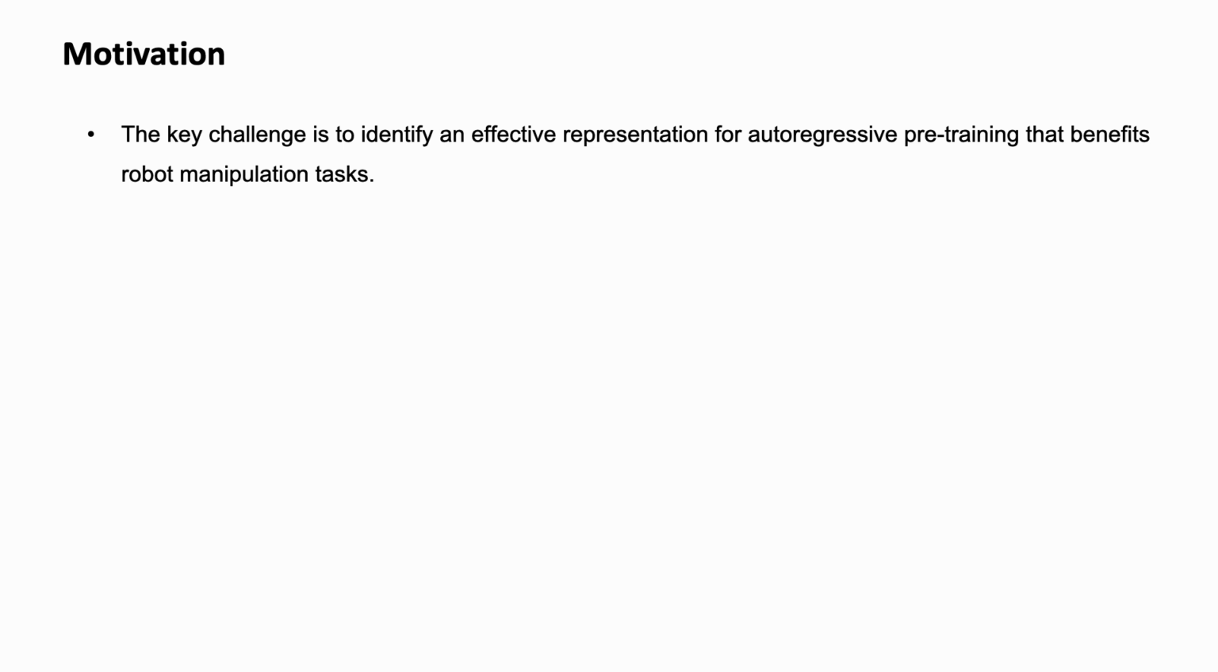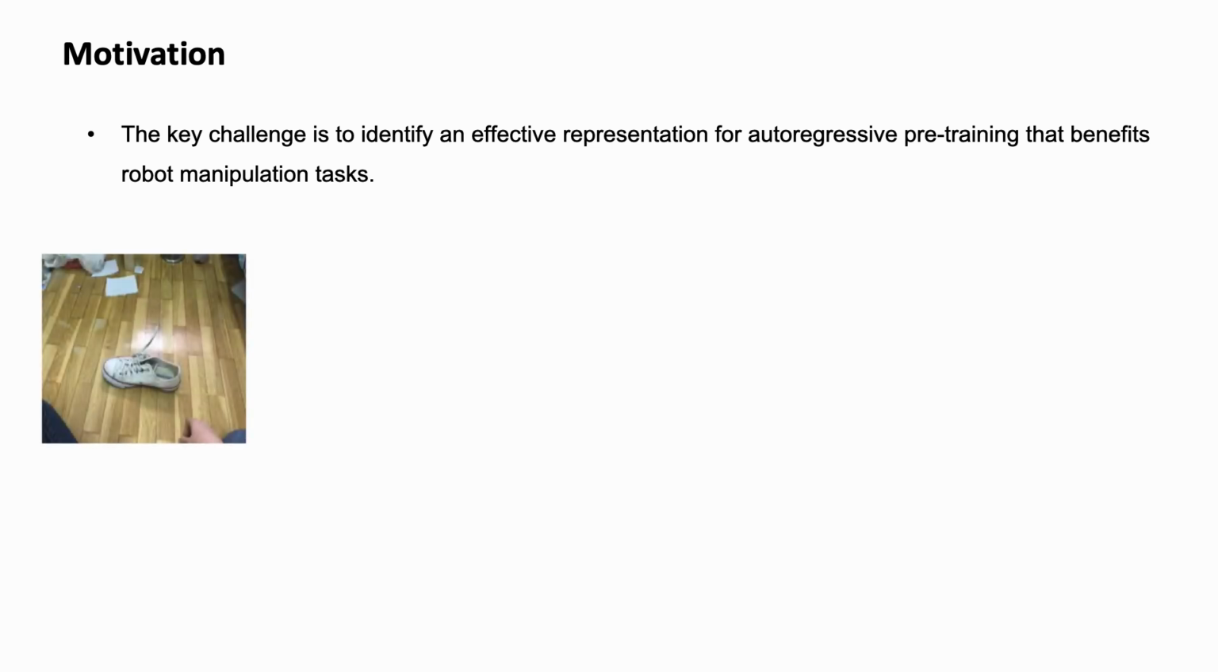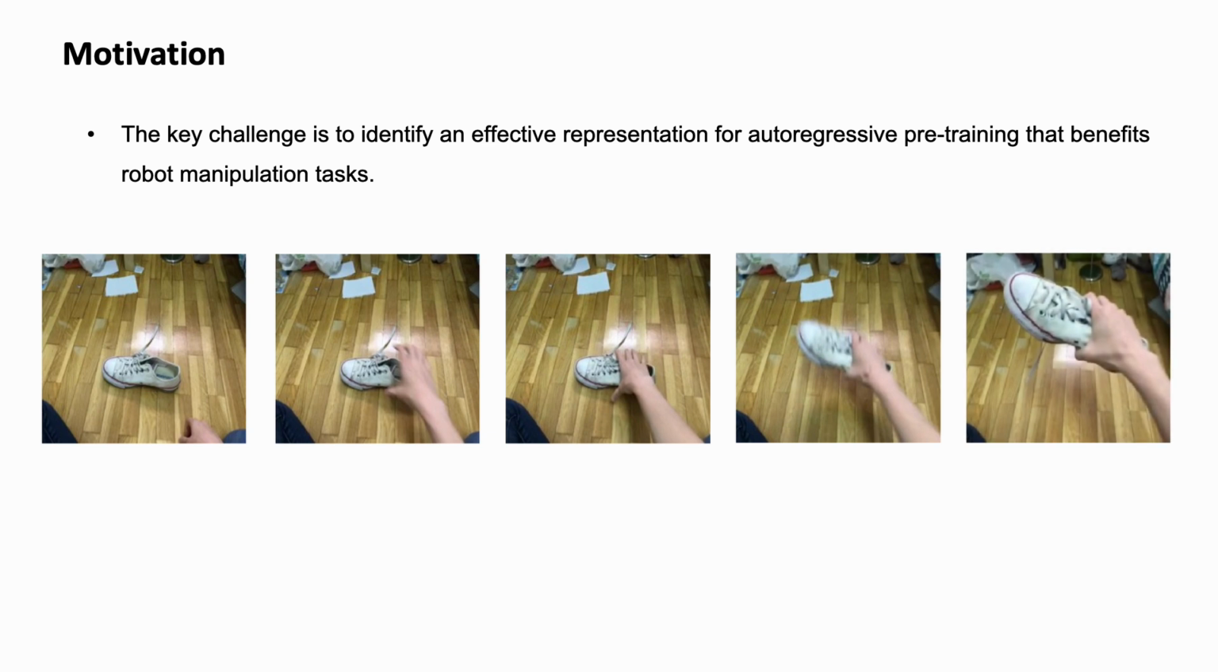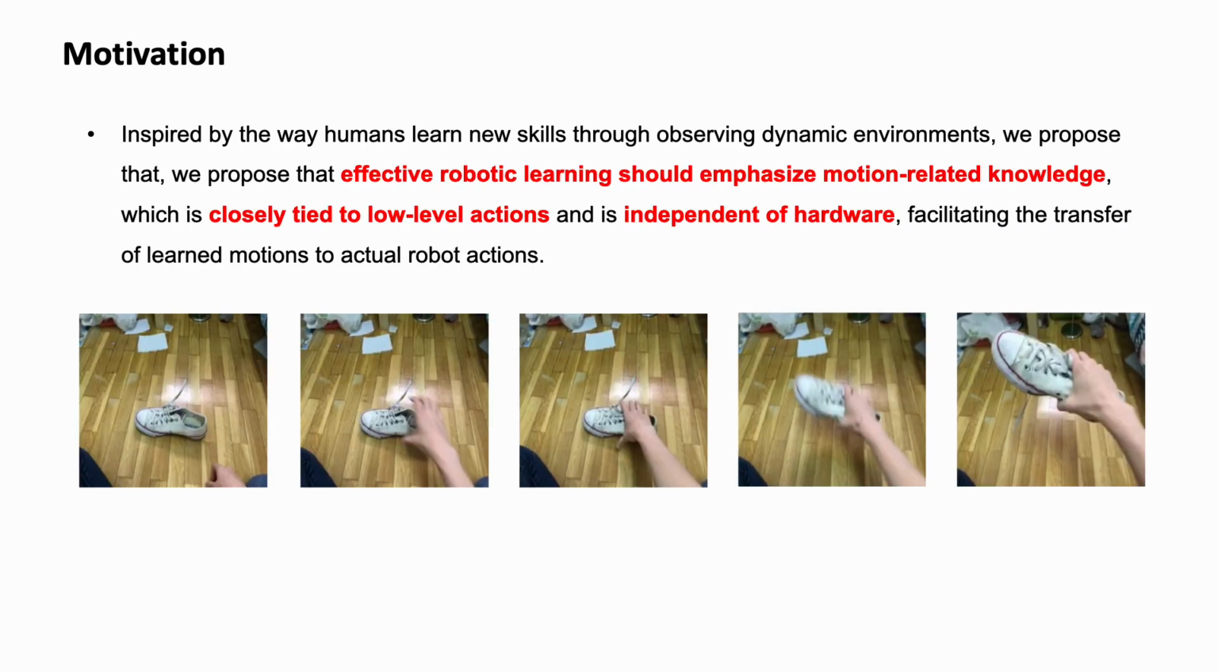One of the most straightforward approaches would be to predict every pixel of every frame in an autoregressive manner. However, this is quite inefficient. We argue that what truly matters for robot learning is the motion, the change between video frames instead of the frames themselves. The motion captures how objects move and interact in a dynamic environment. It is closely tied to low-level actions and is independent of hardware. This property makes it possible to transfer learned motions to actual robot actions.